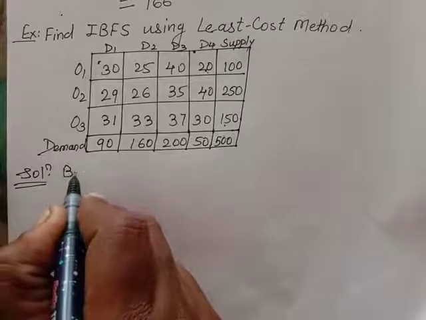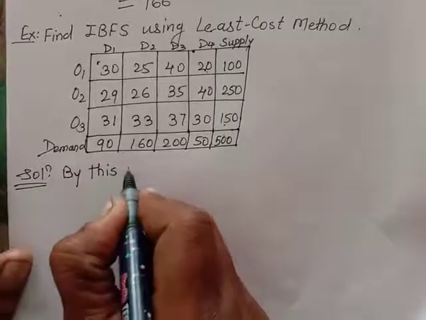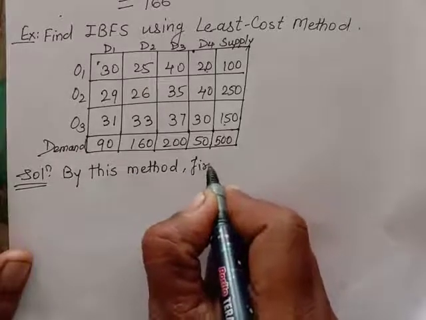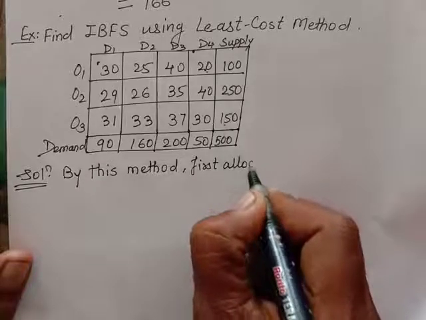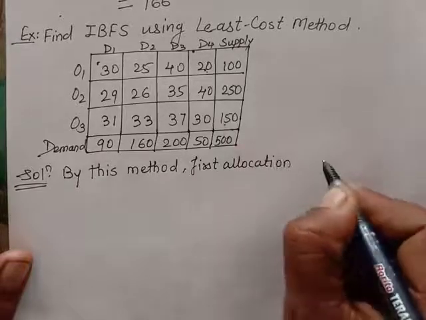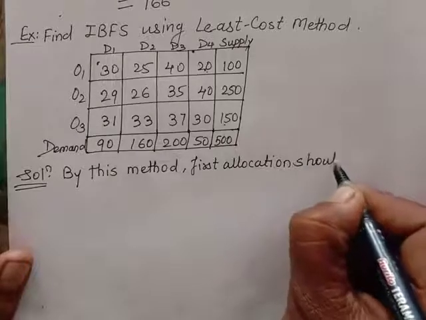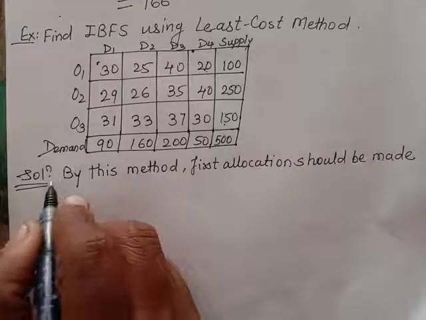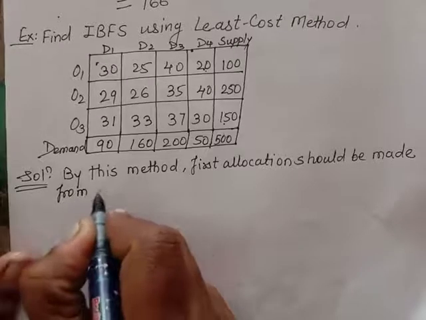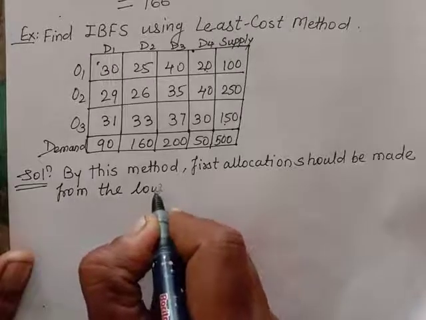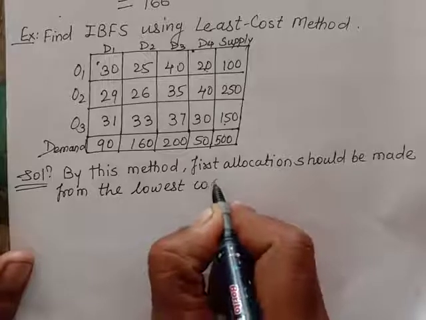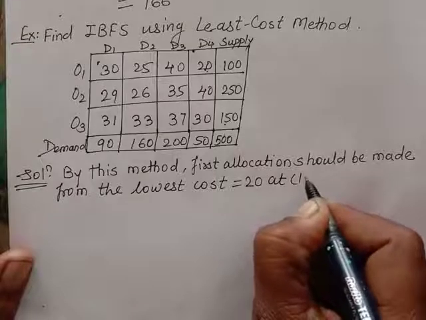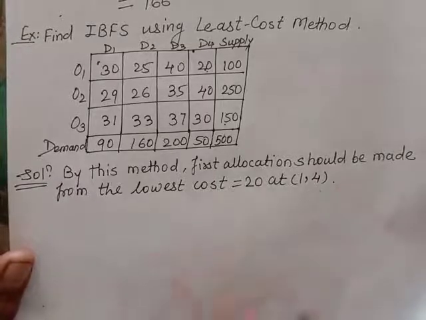By this method, the first allocation should be made from the lowest cost, that will be 20, at the 1 4 position. So let's do that.